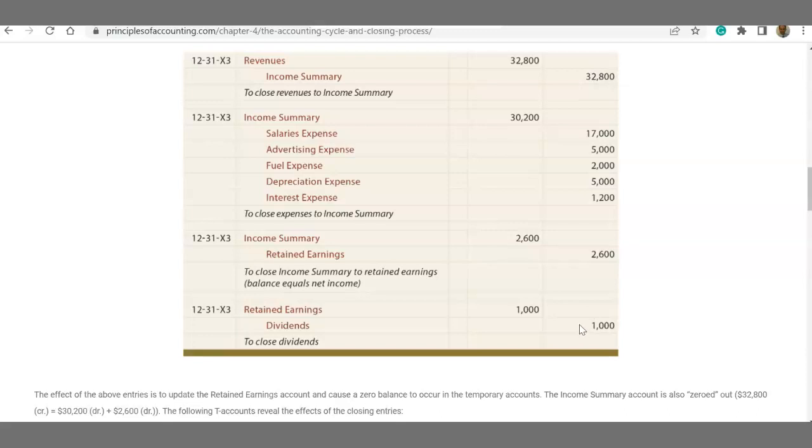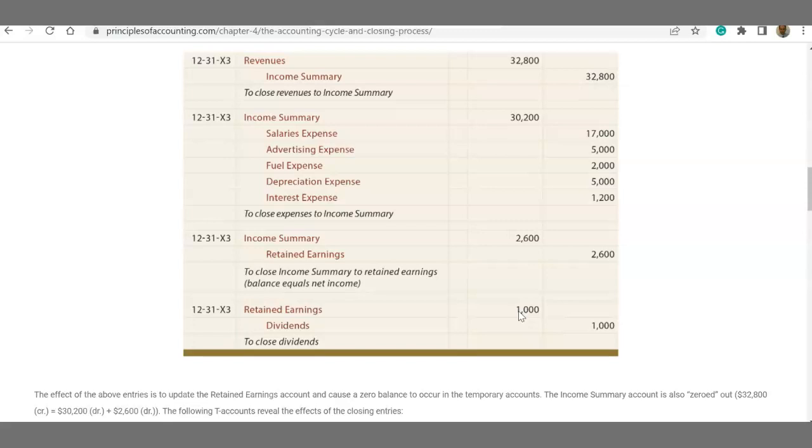The last thing you close is the dividend, which you do with a credit to close it. The normal balance is debit, so you do the opposite, which is credit. You close dividend by doing a credit and debit retained earnings. So now retained earnings at the end will have a balance of $1,600.